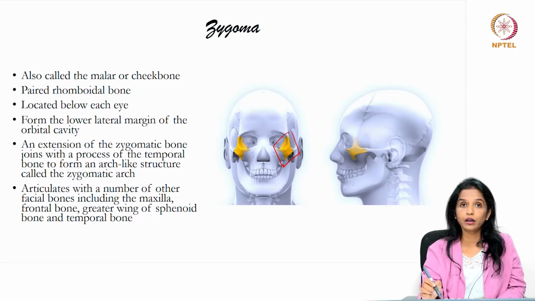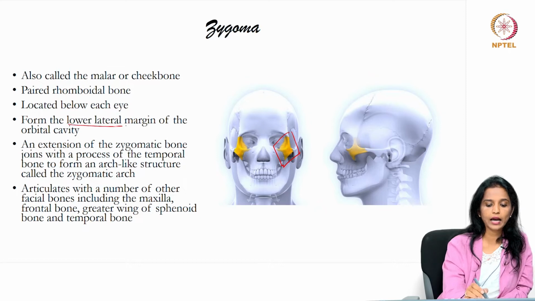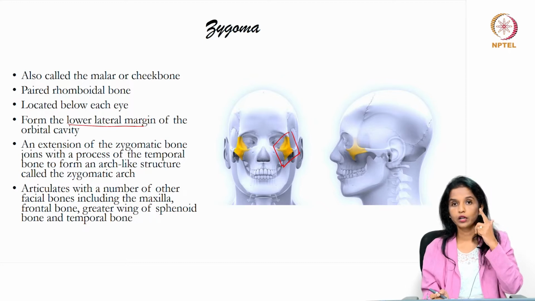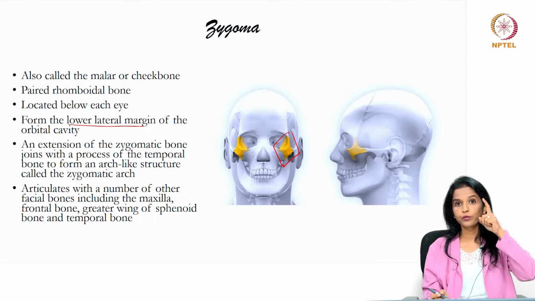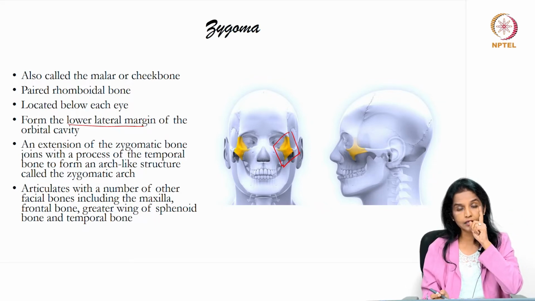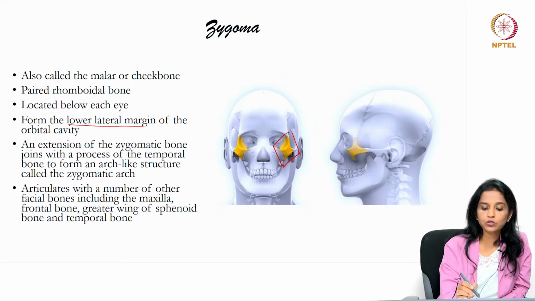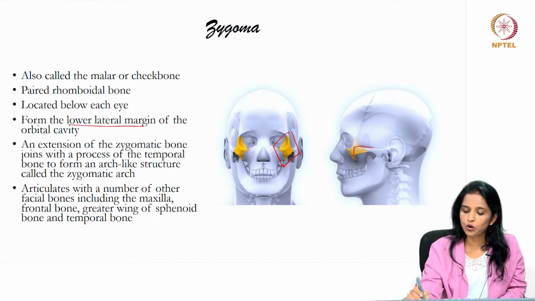The shape of this zygoma is actually rhomboidal. So you can see the rhomboid placed over there, and it is located below each eye, and it forms the lower lateral margin of the orbital cavity. We saw earlier the frontal bone formed the supraorbital margin, whereas the lower lateral part of the orbit is formed by the zygoma, and then the extension of the zygomatic bone with the process of the temporal bone attaches it to form an arch-like structure called the zygomatic arch.